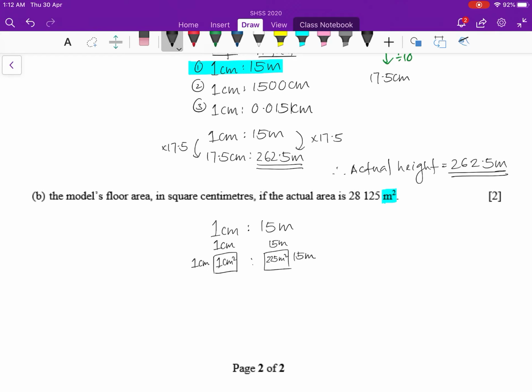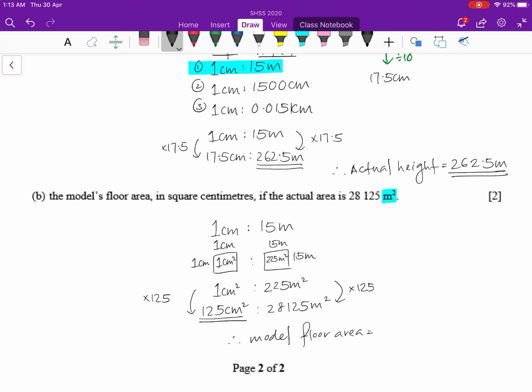Alright, so how do I change that? So my area is 1 cm square is to 225 meters square. Actual area is 28125 meters square. How do I get there? I take 28125 divided by 225, I need to multiply by 125. So the other side I also need to multiply by 125. So it's 125 cm square. My answer is this. Of course, therefore, you need to write model floor area is 125 cm square. Finish.